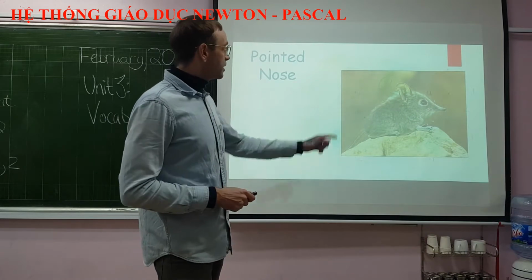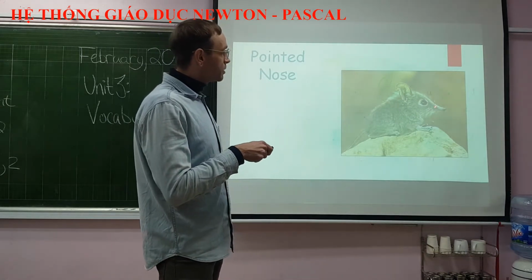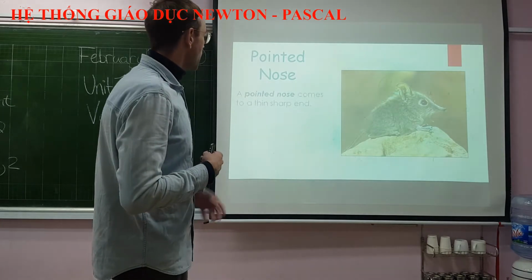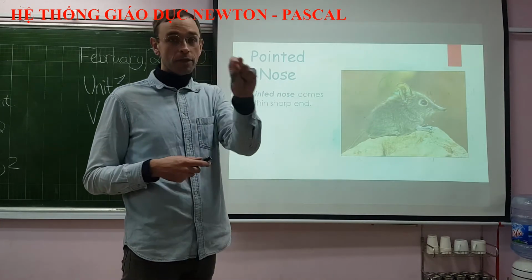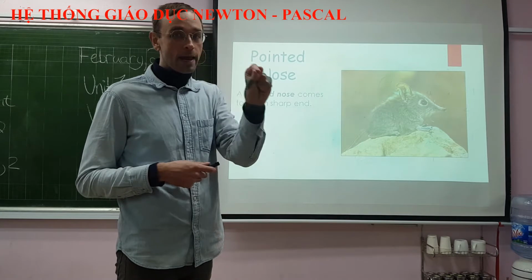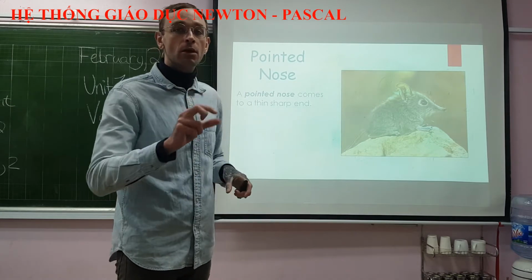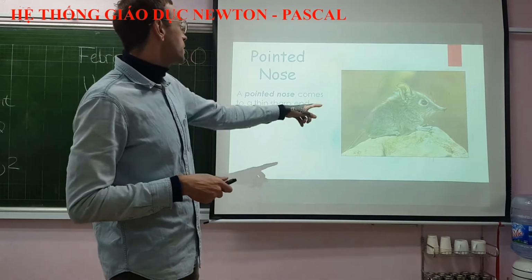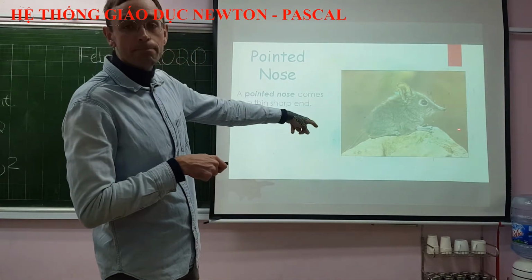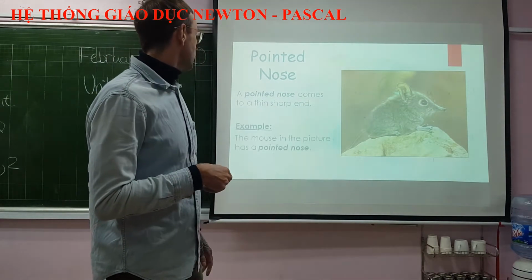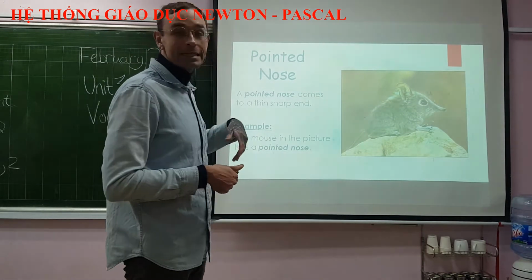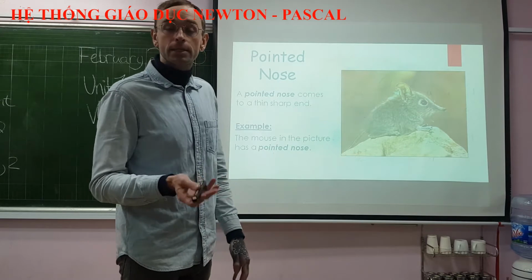Look at the nose of this cute little mouse here. This mouse has a pointed nose. A pointed nose comes to a thin, sharp end, like the end of a pencil or a needle or a pin. This mouse's nose is very pointed. The mouse in the picture has a pointed nose. This is an example of how to use pointed in a sentence.